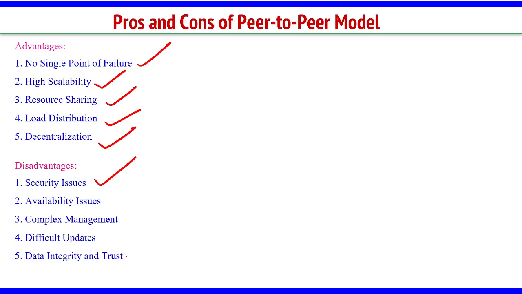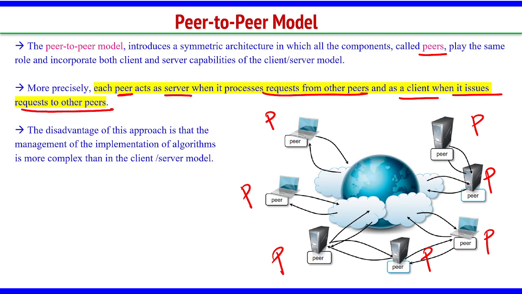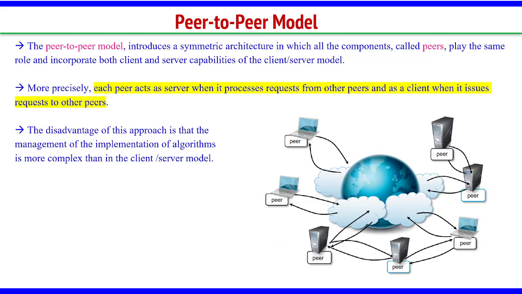Same way, integrity and trust come in, because we cannot trust any of the systems. Anyone can be a problematic system. So in peer-to-peer, all the systems are connected to each other based on the situation. Sometimes they act as client and sometimes as server. This is about the peer-to-peer model.